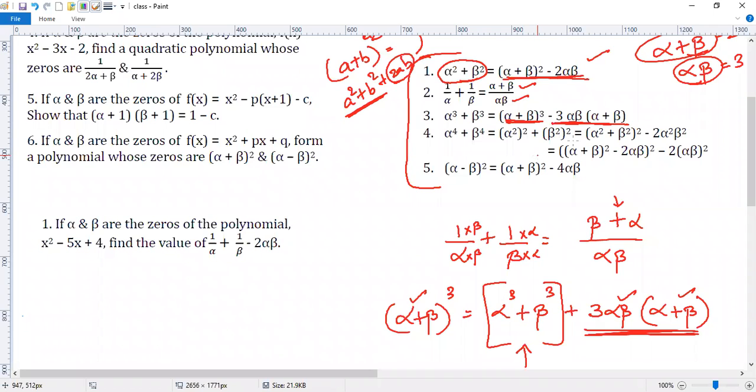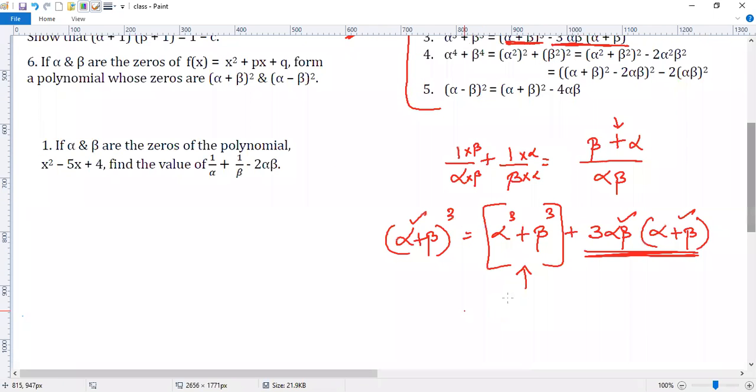Clear? யூசுவலா நம்ம இந்த ஃபார்முலாவை இப்படி எழுதி பழகிருப்போம். What is it? A cube plus B cube plus 3 A squared B, அதாவது alpha squared beta plus 3 alpha beta squared னு எழுதிருப்பீங்க. கரெக்டா?